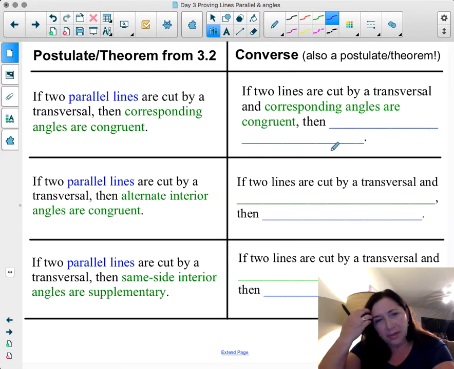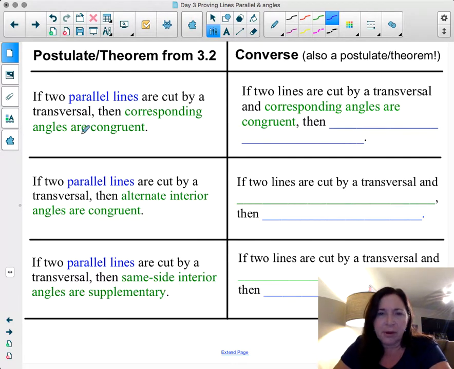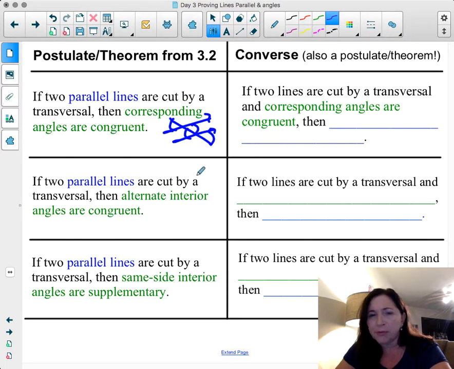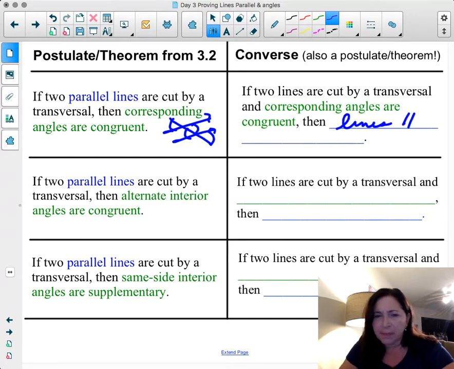Okay, now this is the converse of the theorem. The original theorem that we did last section was: if two parallel lines are cut by a transversal, then the corresponding angles, which could be this one and this one, there's four different types, are congruent. The converse basically flips them around and says if you have two lines cut by a transversal and the corresponding angles are congruent, then you would know that the lines are parallel.